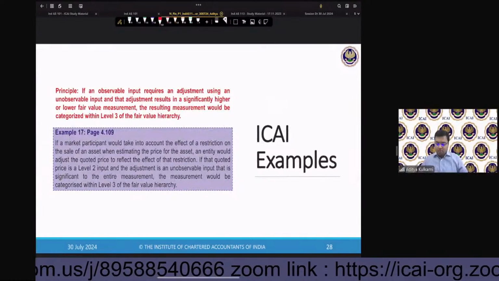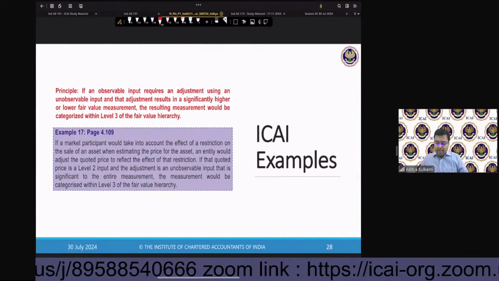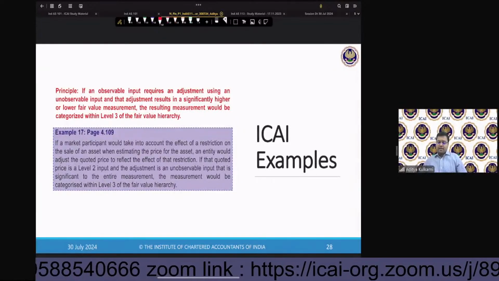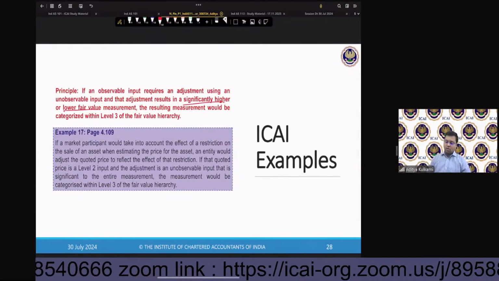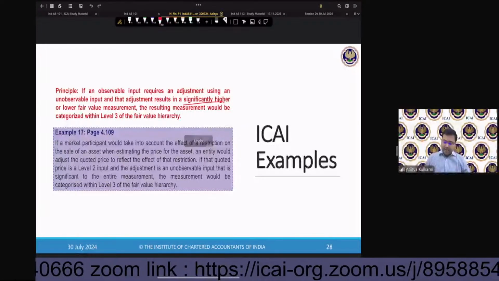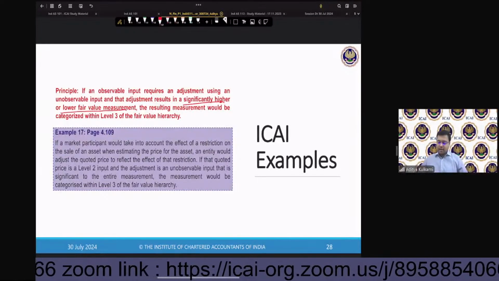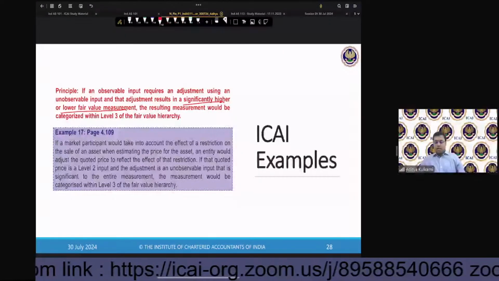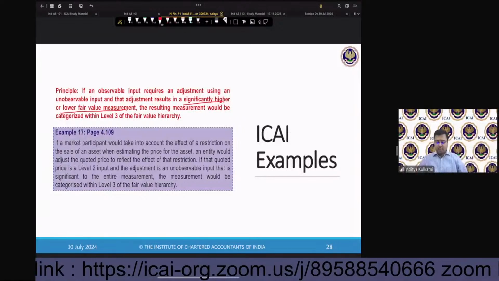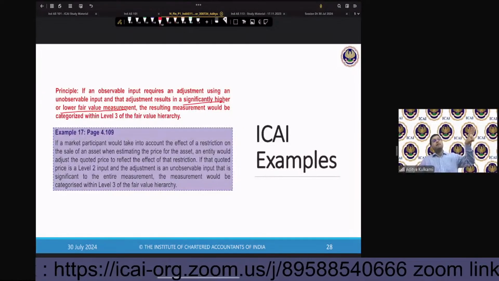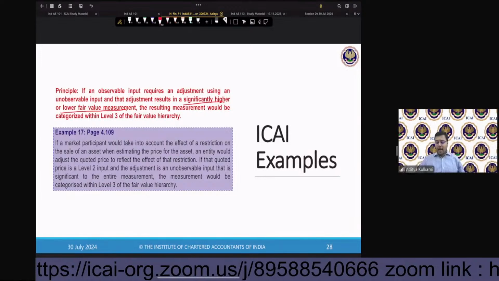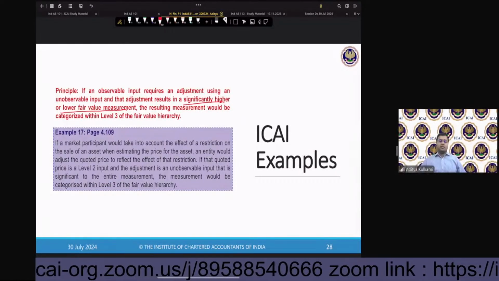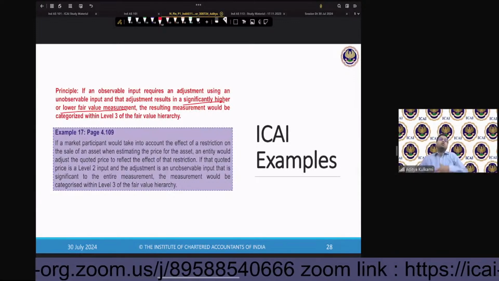If an observable input requires an adjustment using an unobservable input, and that adjustment results in a significantly higher or lower fair value measurement, then the resulting measurement would be categorized within level 3 of the fair value hierarchy. So what we are saying is you have an observable input, but to that observable input you have to make some adjustment, and that adjustment gives you a very high or very low fair value measure because you are ultimately putting in what is suitable to you.